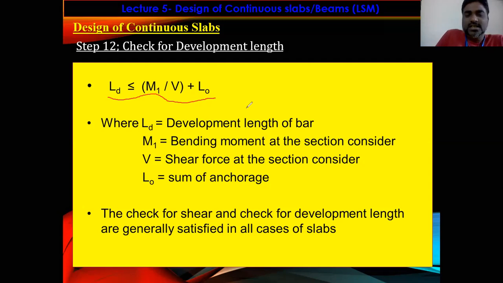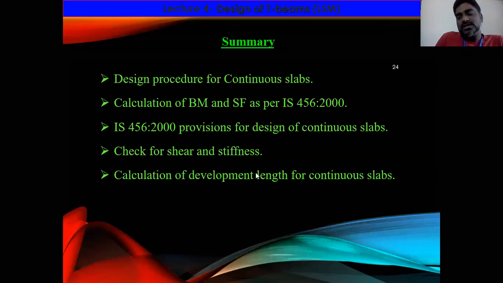Generally the check for shear and the check for development length in slabs, we will omit, because the reinforcement you are providing in the slab is more than sufficient to take the shear forces, and there is enough space to provide the development. That is why in slabs generally we will neglect these steps. But if you want, you can check it again for accuracy. Right? So this is how you need to design the continuous slabs by using the limit state method.